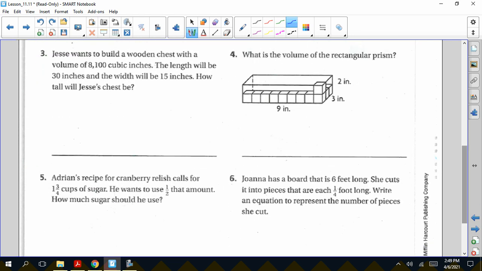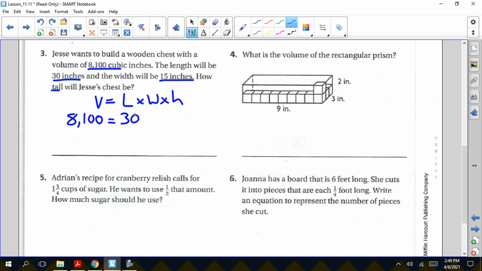Number 3, Jesse wants to build a wooden chest with a volume of 8,100 cubic inches. The length is 30 inches. The width is 15. We need to find the height. How tall is it? So remember, V equals length times width times height. We know that the volume is 8,100. The length is 30. The width is 15. And we don't know what the height is.